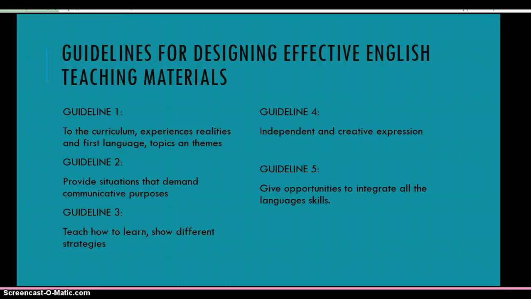There are some guidelines that teachers may follow with the materials. The first guideline said, English language teaching materials should be contextualized. Contextualized to the curriculum to be pertinent. Contextualized to the experience, realities, and first language of the learners. They have to be contextualized to their culture. Contextualized to topics and themes that provide meaningful purpose uses for the target language.